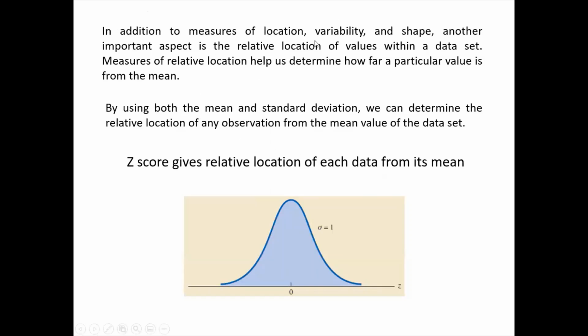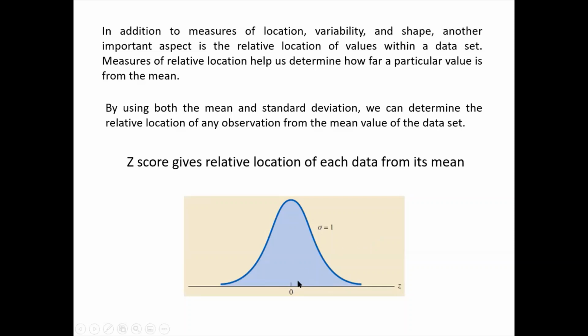So in addition to the measures of location and variability, shape and other important aspects, an important aspect is the relative location of values within the data set. So what is the relative location of my data point from my mean? The z-score gives the relative location of each data item from its mean. So why do we use the z-score? The z-score gives the relative location of each data item from the mean.